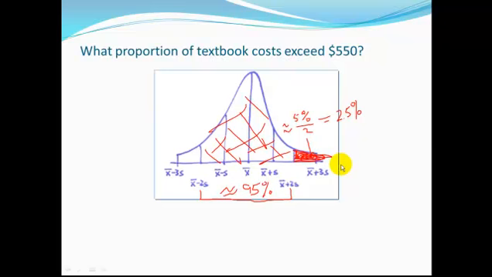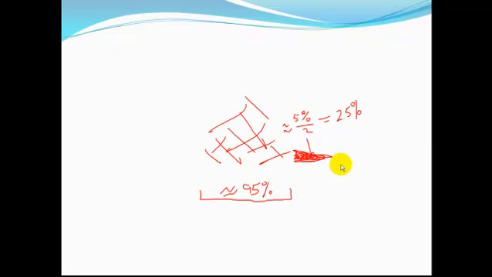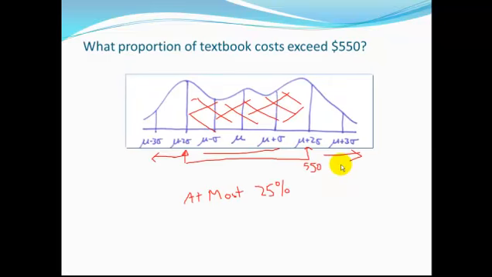Now, I'm going to try to go back, see what happens here. Oh, that's good. Annotations are still there. Good, they're still here. Didn't know if I would lose them or not, my red marks. Now, let's think about this question in terms of Chebyshev. Assuming nothing's known about the shape of the distribution, what proportion of the textbook costs exceed 550? Well, we identify there's at least 75% on the inside.